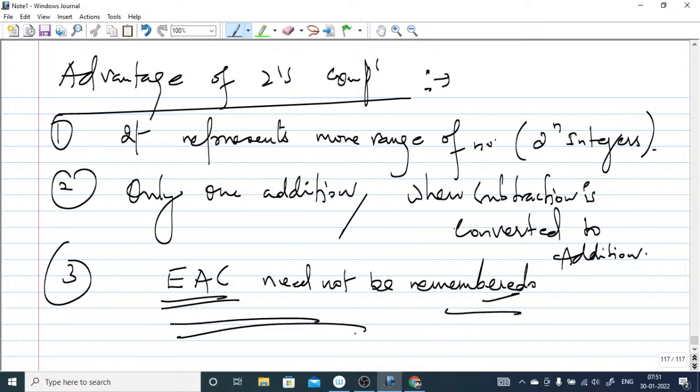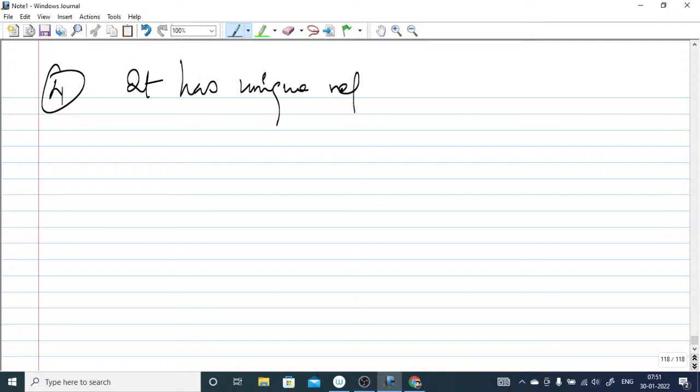This is also one of the very important concepts. And the fourth one is that it has a unique representation of zero. Already we know these things.